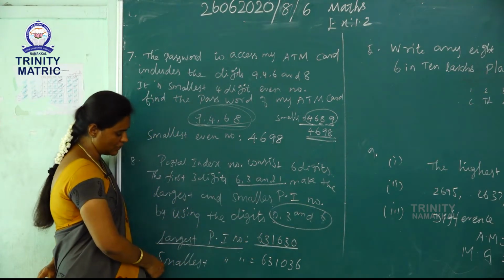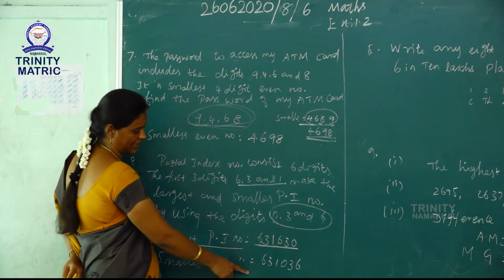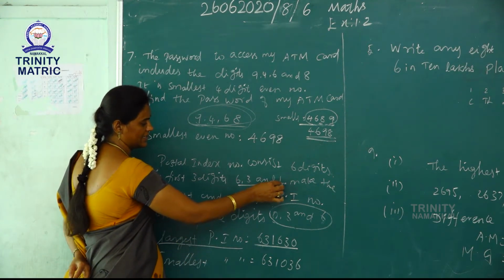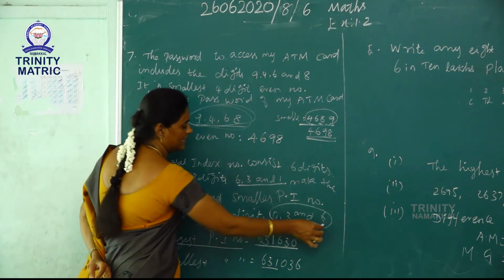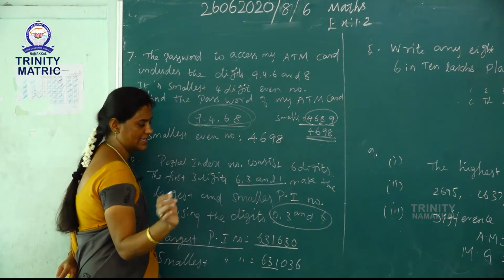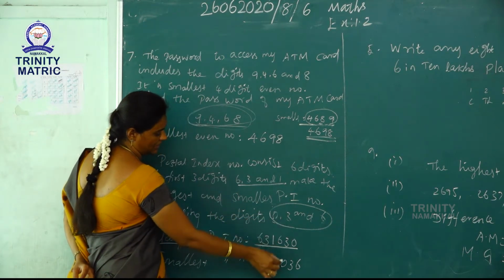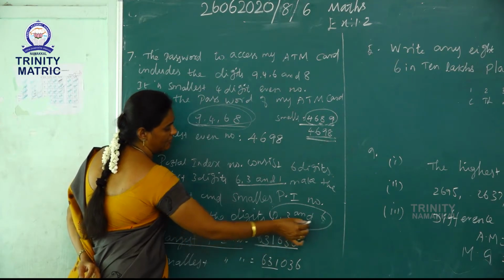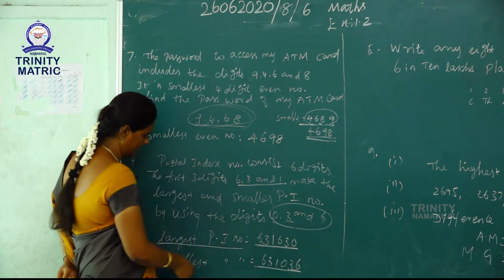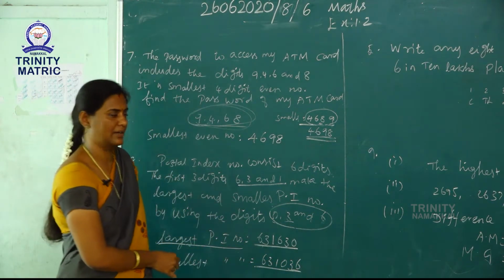Then we form the smallest postal index number. The first 3 digits you write as it is, 631. From the remaining digits we form the smallest number. 0 is the smallest number, so first write 0. Then after 0, 3. Then after 3, 6. This is the smallest postal index number.